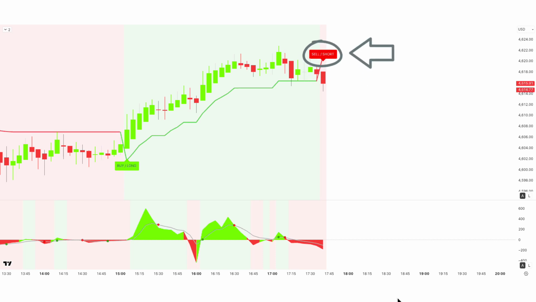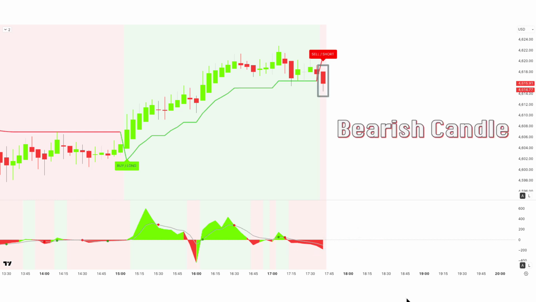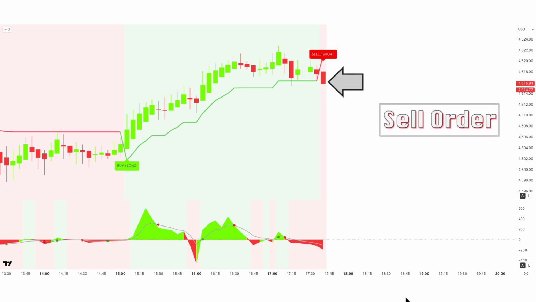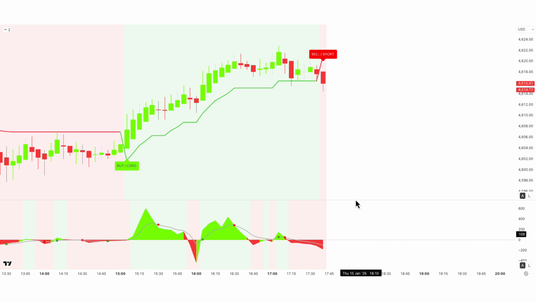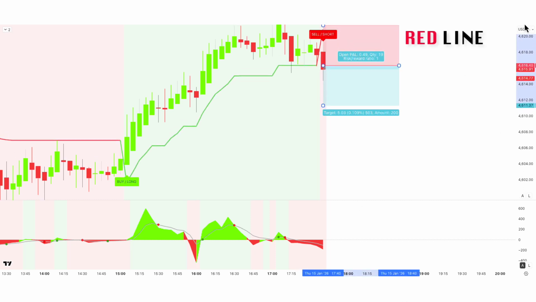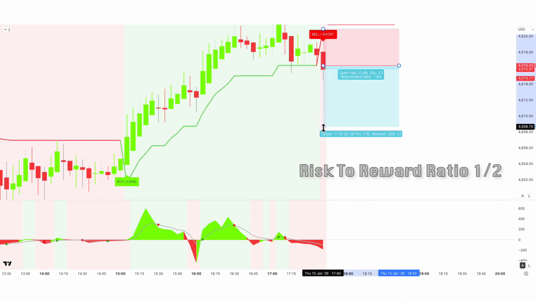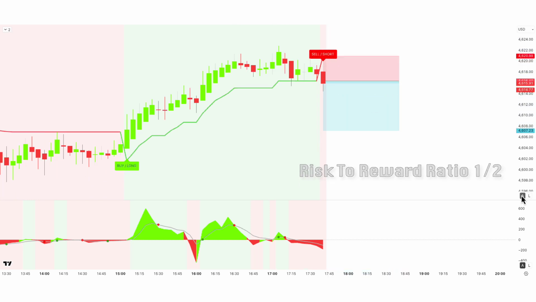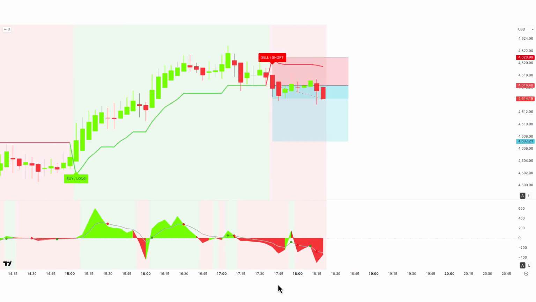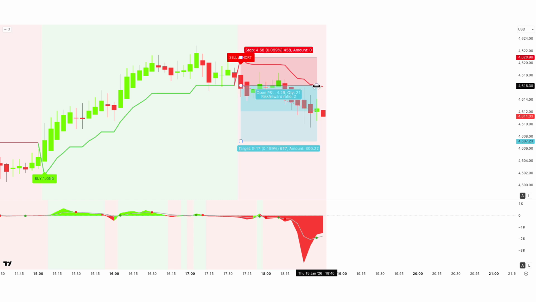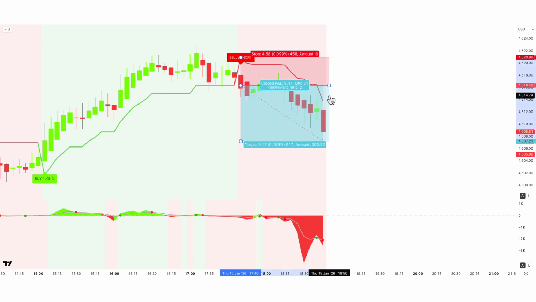When the Sovereign Gold Flip arrow of this indicator is a sell signal, when the Klinger Volume Oscillator shows a red area, and when the market forms a bearish candle, if this condition is fulfilled, then we will place a sell order. Our stop loss is to be placed at the red line, and the risk to reward ratio will be 1:2. The market has completely hit the target.